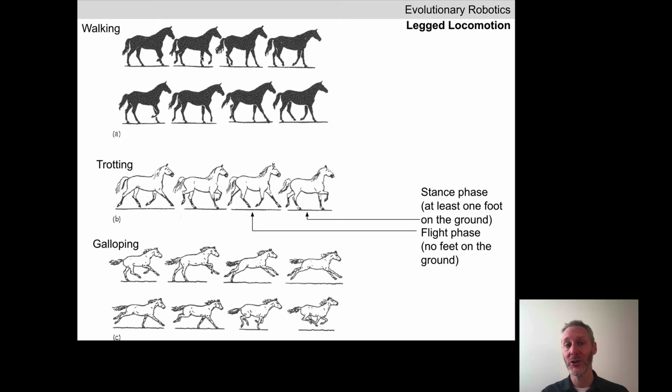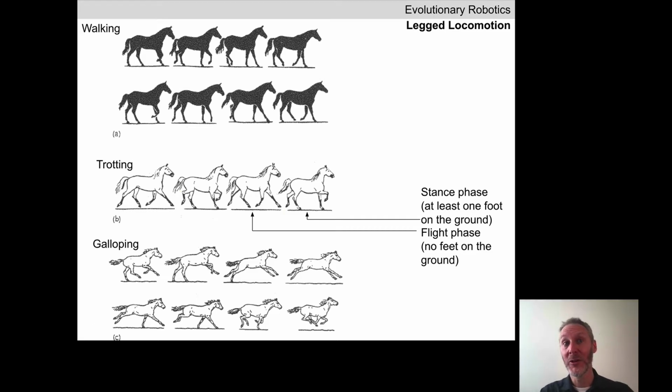In walking, for horses and for humans, we always have at least one foot on the ground. Trotting was, for a long time, not so obvious from watching a horse trotting whether there was actually a very short period of time in which all four feet came off the ground.